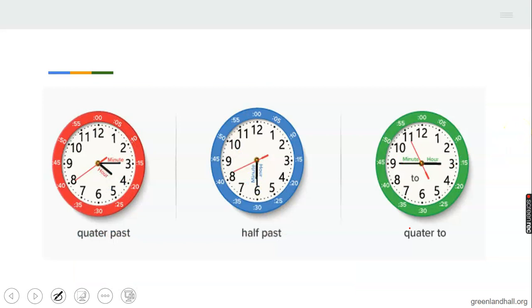Okay, look at this. This is quarter past. That's where the long hand is on 3. This is a half past. The long hand is on 6. And this is quarter to. The long hand is on 9. Can you see that? Okay, it is where the long hand is that determines whether it's o'clock, quarter past, quarter to, or half past.